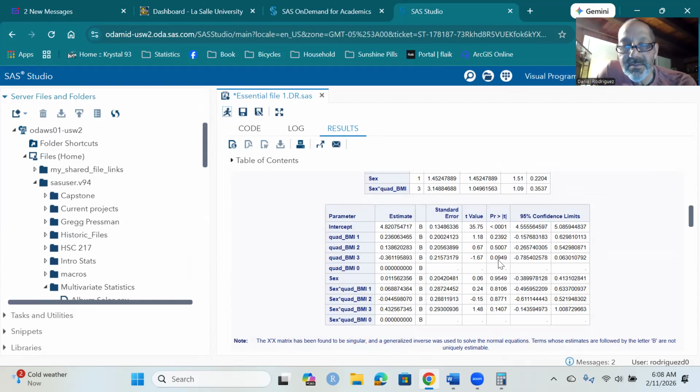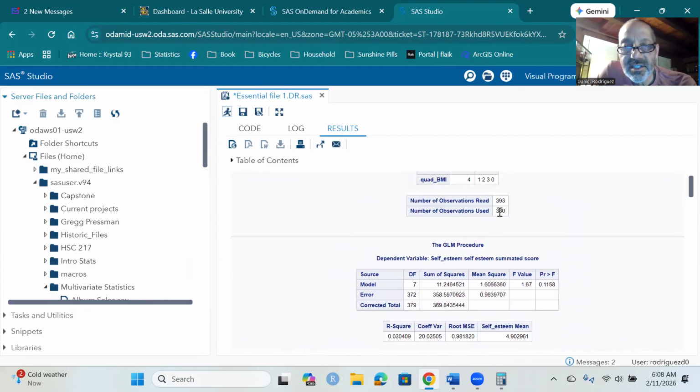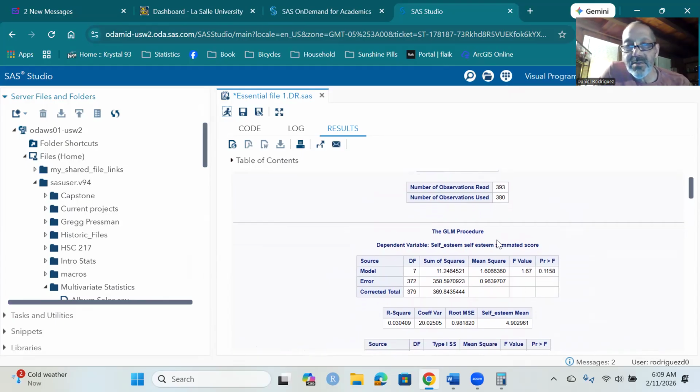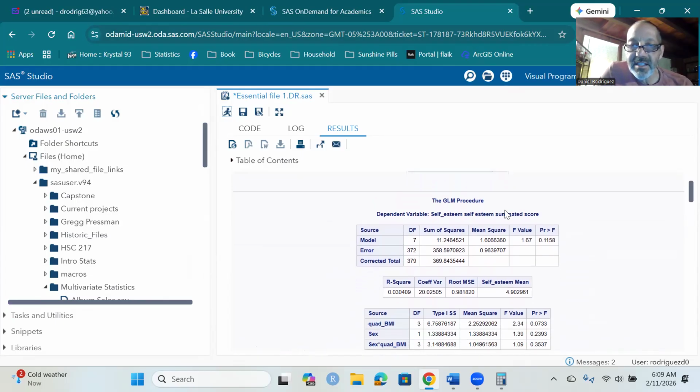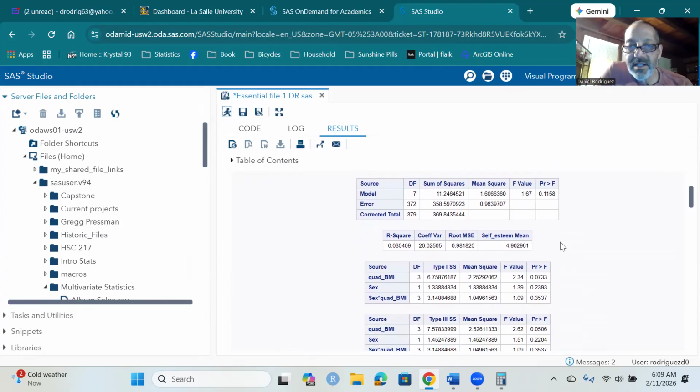That would be significant at an alpha of 0.10, but the sample size is large, 380 individuals. By the way, the reason this is different is because even though the data set has 393 individuals, when we put the analysis in, if any participants have missing values on any of the variables in the model, it'll delete them. It's called list-wise deletion of missing data. So you'd have 13 people lost here, but 380 is still a large sample size. And the overall model is not significant. Our p-value for the overall model is 0.1158.